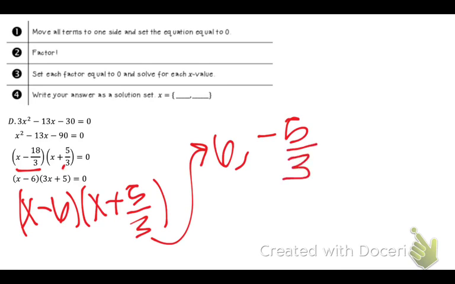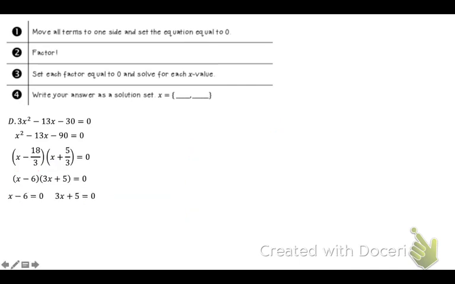You could just move it back here and then set them both equal to 0. You'll still get the same exact thing. So now we have x minus 6 equals 0, 3x plus 5 equals 0. So that one you get x equals 6. This one you get 3x equals negative 5. Divide by 3, and you still get the same things as what I just showed you.